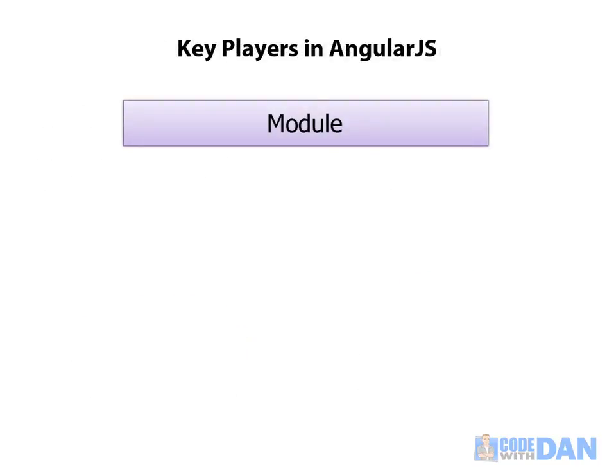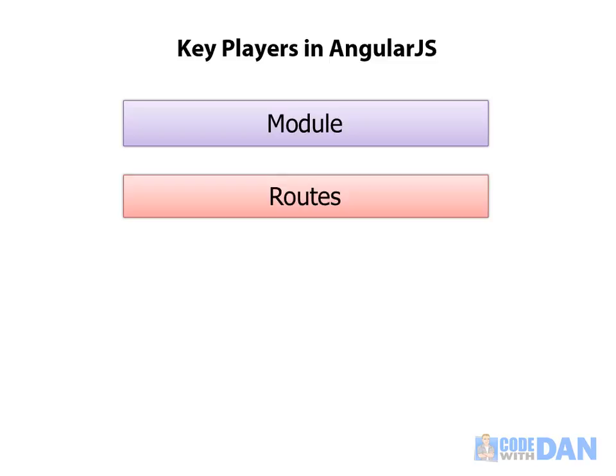We have something called modules. Modules are just containers that components you build for your application, such as controllers, directives, services, factories, and others, have a way to be organized into one little container. And we're going to call that a module.